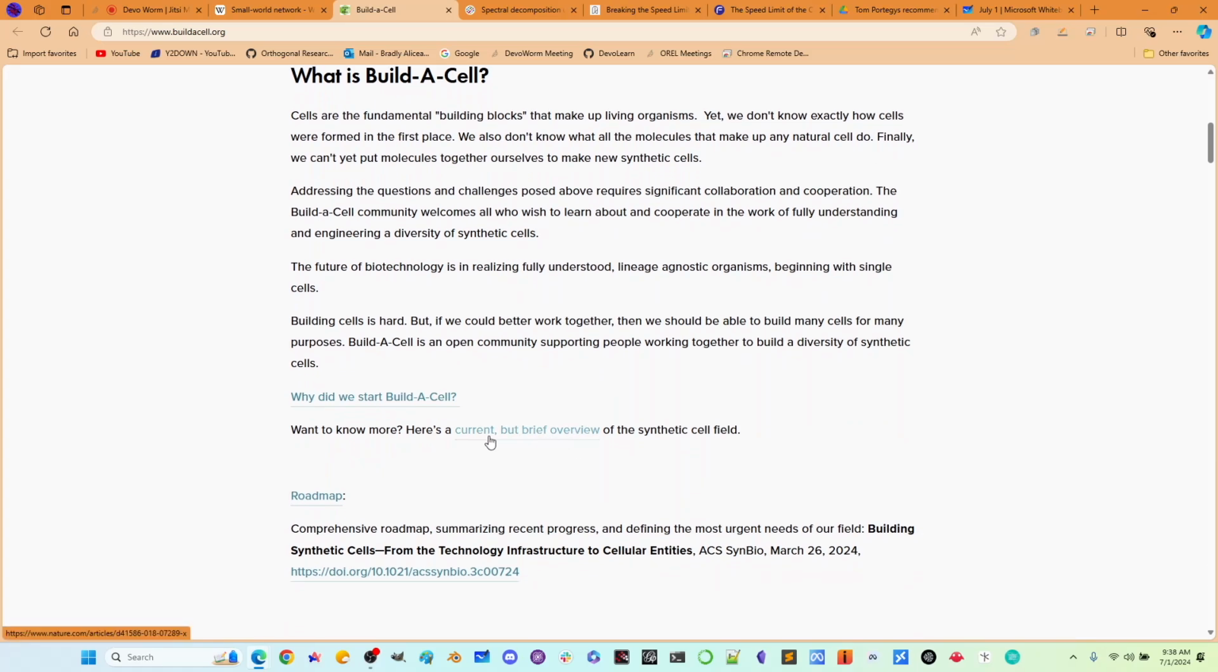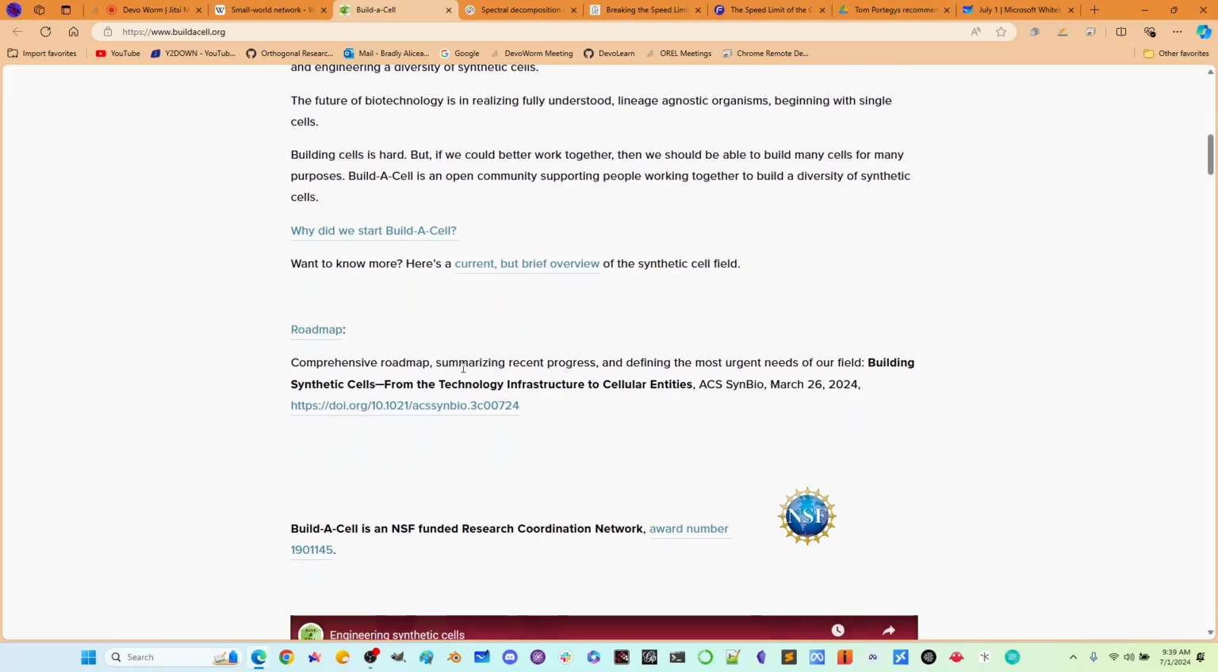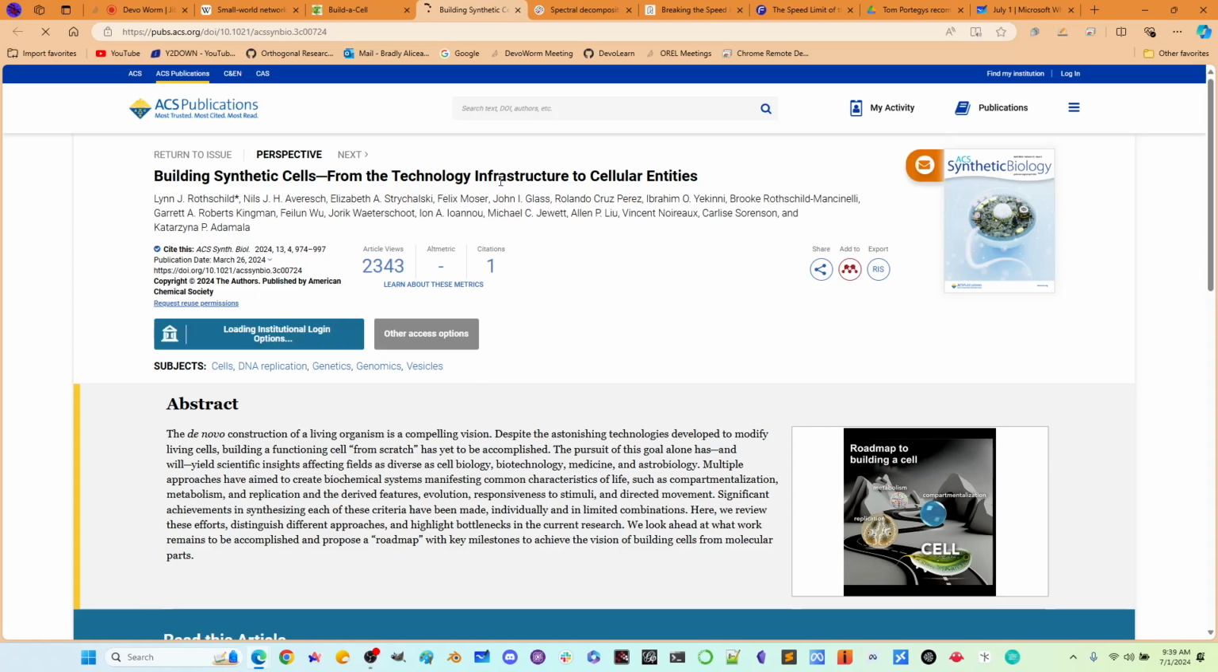So this is a current but brief overview of the synthetic cell field. It gives you some information about synthetic biology and what people are doing to build synthetic cells. There's this paper, this comprehensive roadmap summarizing recent progress and defining the most urgent needs of our field. This paper is from ACS Synthetic Biology.